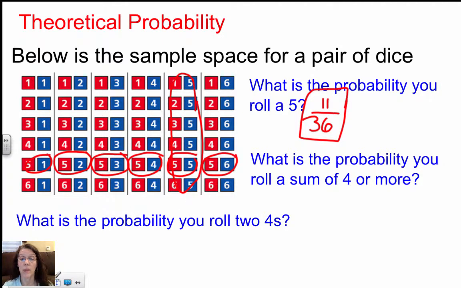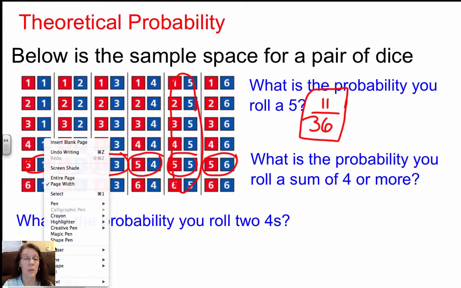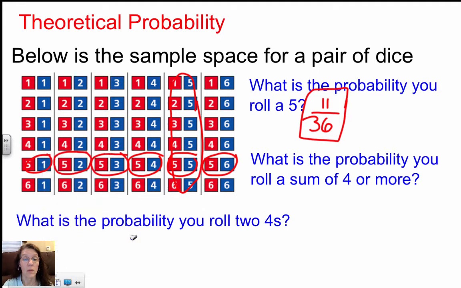What is the probability that we roll a sum of 4 or more? Try that one. Pause it when you're done working on it, and see if you got the right answer.